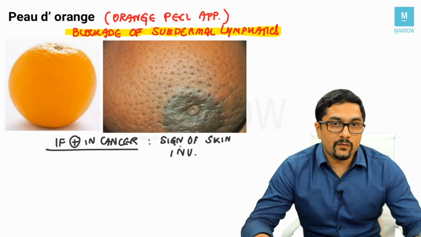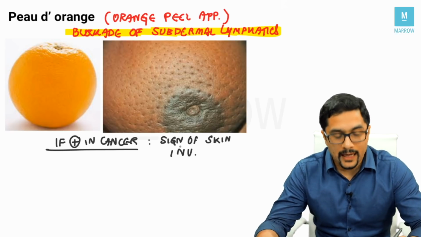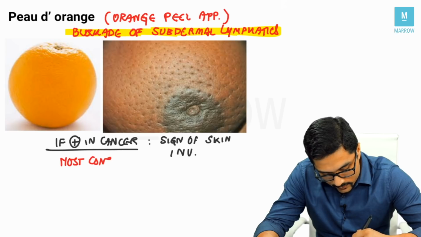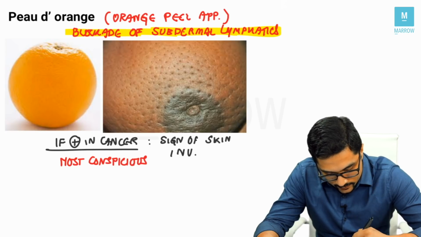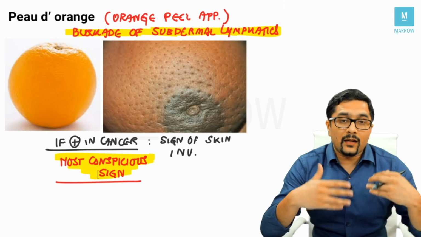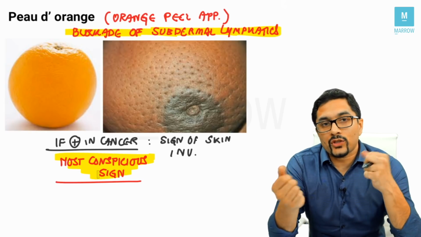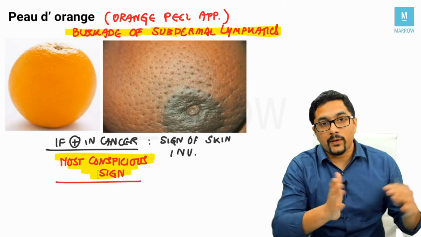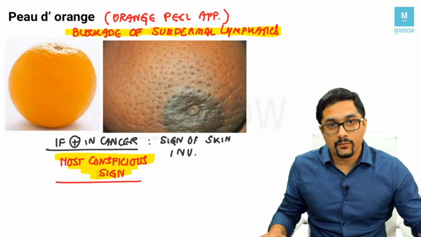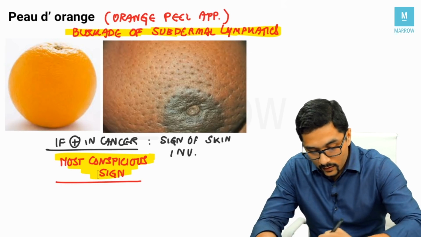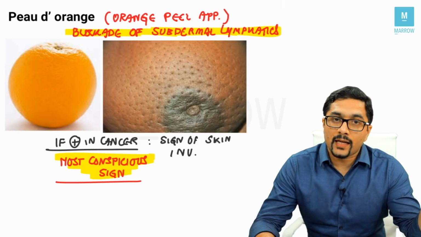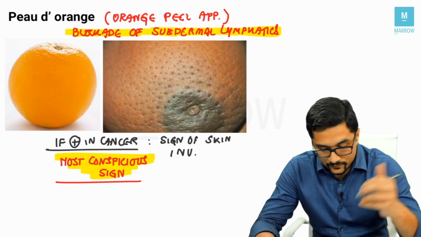And in fact, there was a question which was asked in the AIIMS exam a couple of years back. This is the most conspicuous sign, the most evident sign, the most well demarcated sign in a patient with breast cancer. If you compare it with dimpling and retraction, PDO is going to be the most conspicuous sign in breast cancer. I also want you to know that PDO can also be seen in benign conditions like mastitis or a breast abscess.